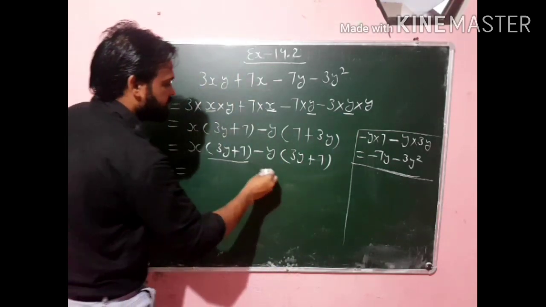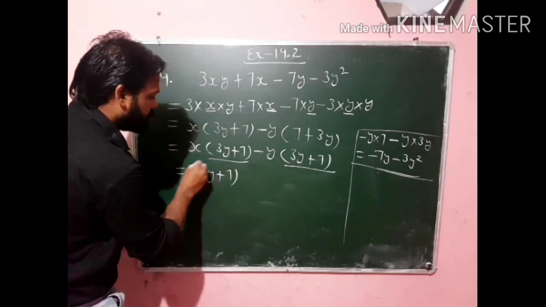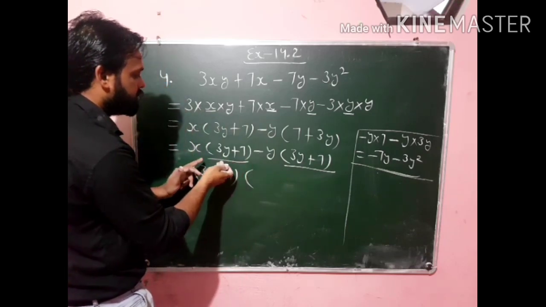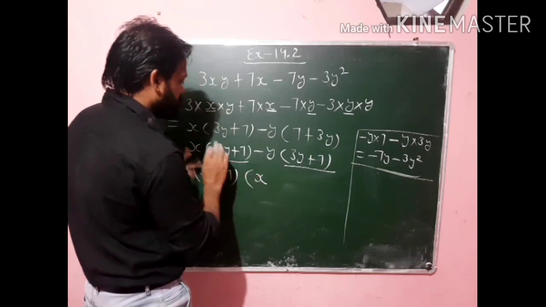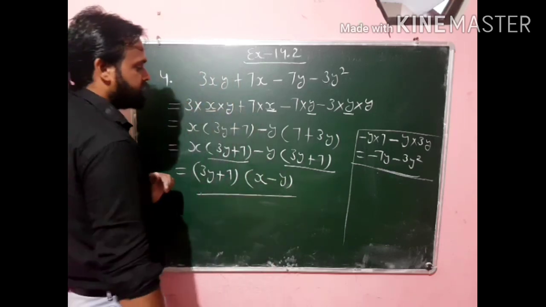So now you can see this 3y plus 7 and this 3y plus 7 is common, so take this 3y plus 7 common, means outside of the bracket. So how many terms are left? This is common, so x is left, and minus y is left. So this is the answer.